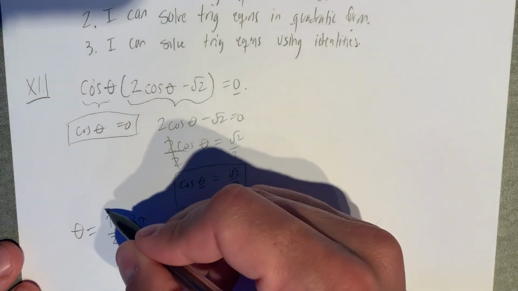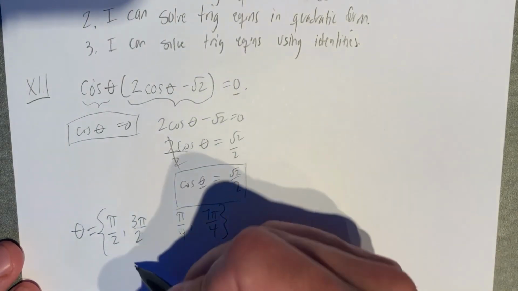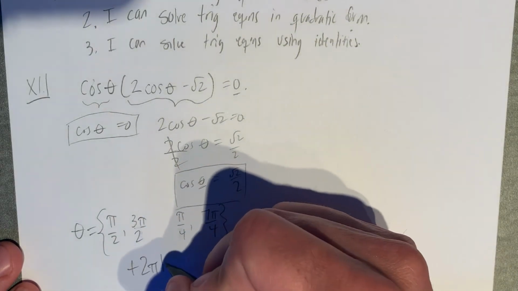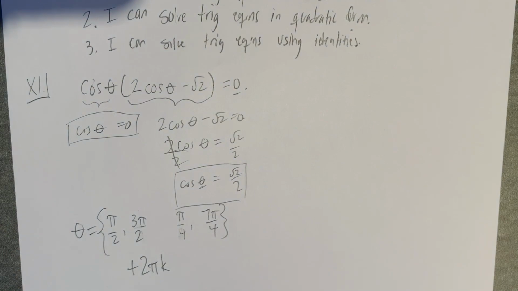All right, so we have a set of answers that look like this. Technically, I can add any multiple of 2 pi to all of these, where k is an integer. So I have infinitely many solutions, but all of the solutions between 0 and 2 pi are pi over 2, 3 pi over 2, pi over 4, and 7 pi over 4.